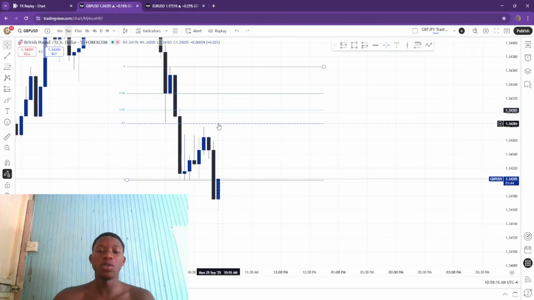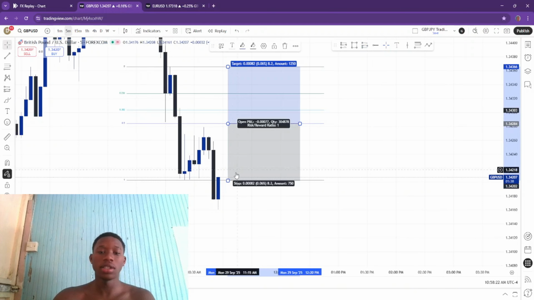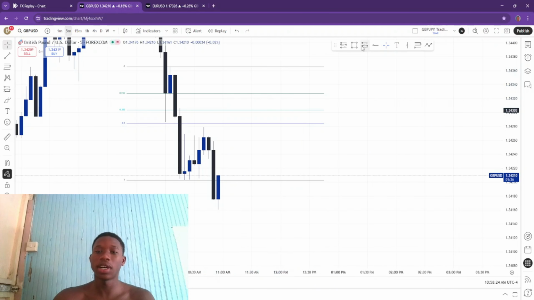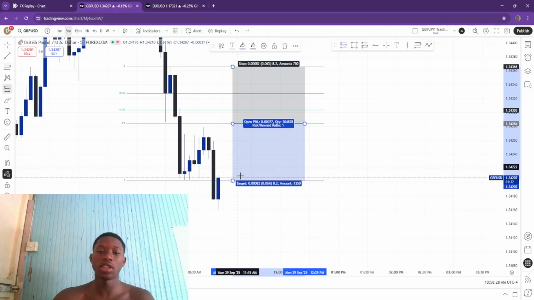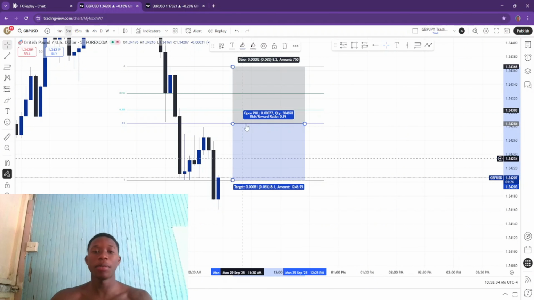What we would have been doing is waiting right here to enter. Would I enter right there? No, not with that. Would I enter right here with a short position at the halfway line and place our TP at the end of the price leg?